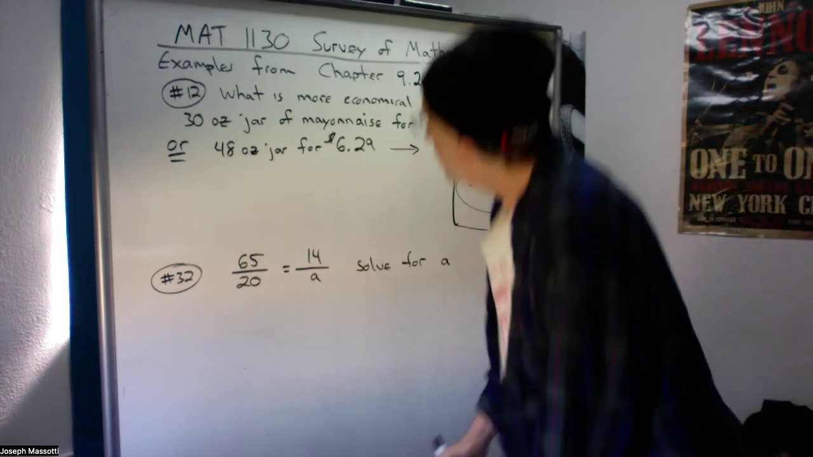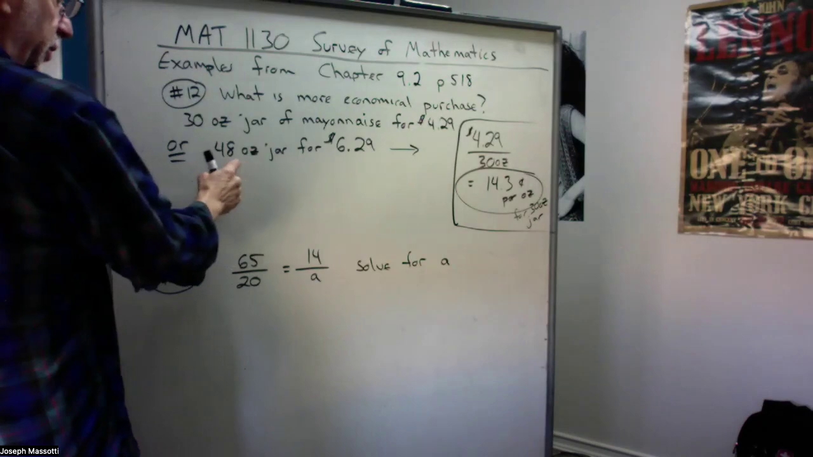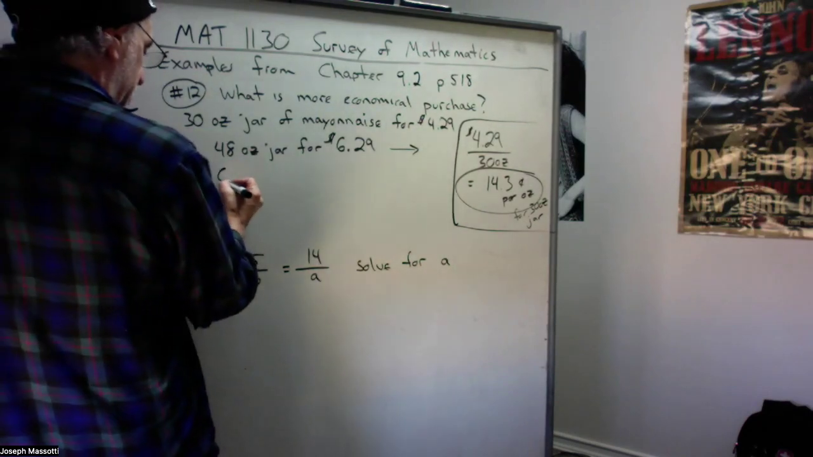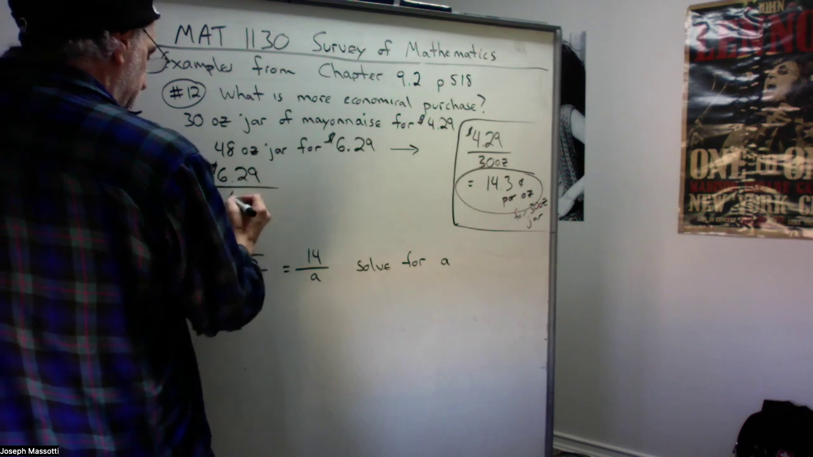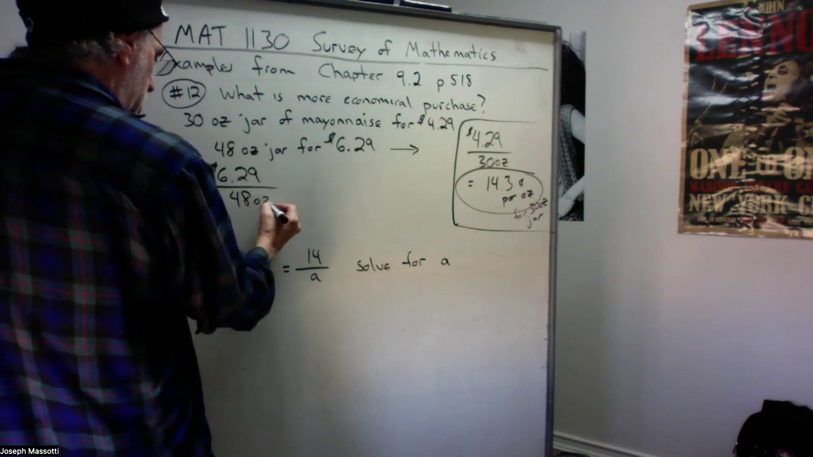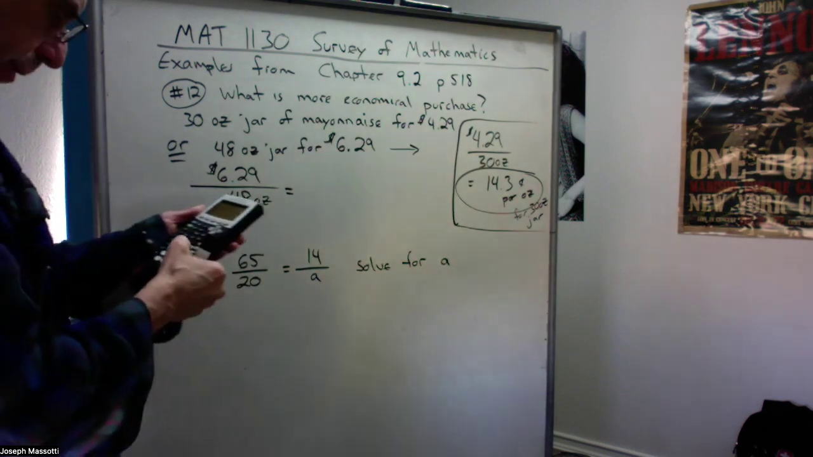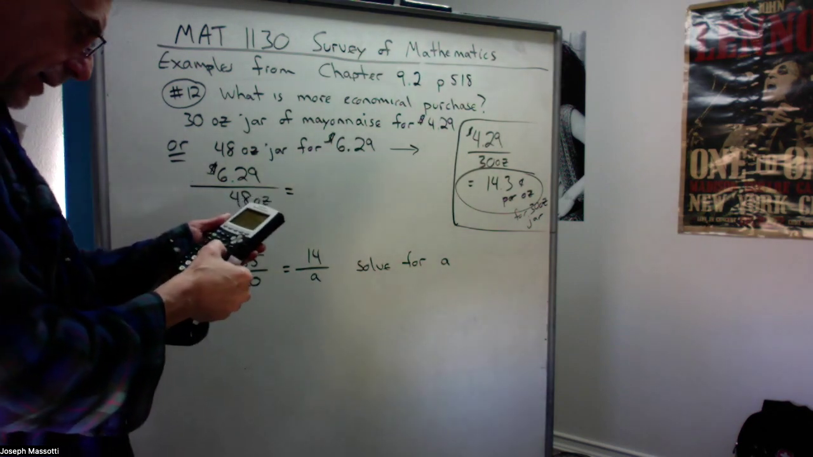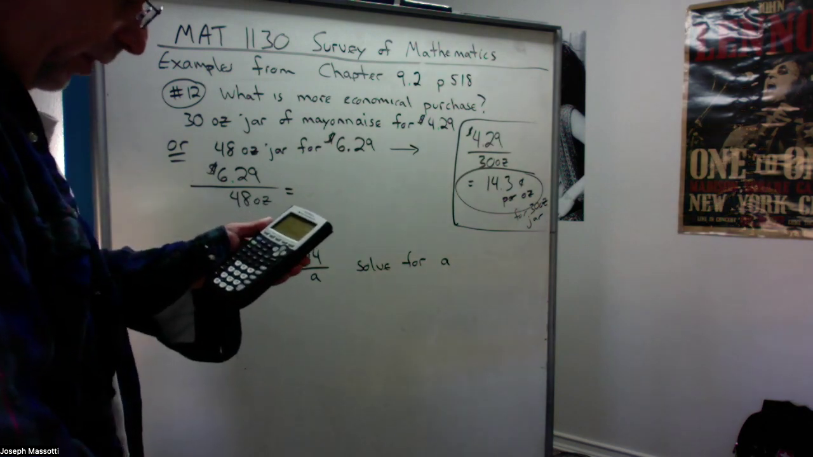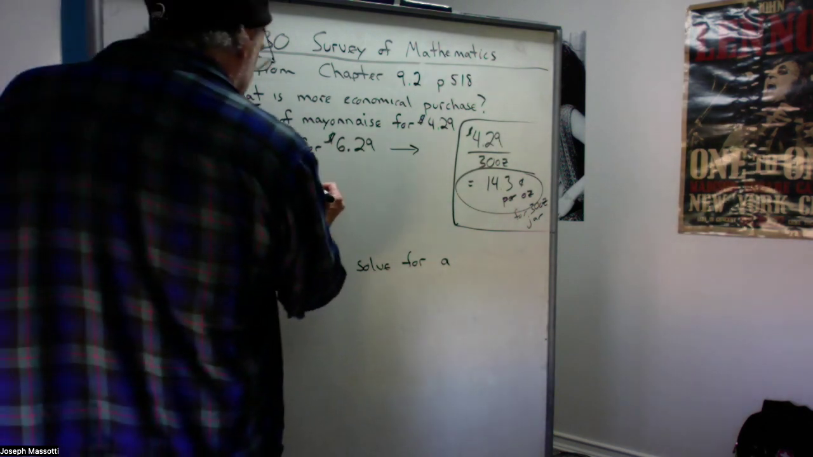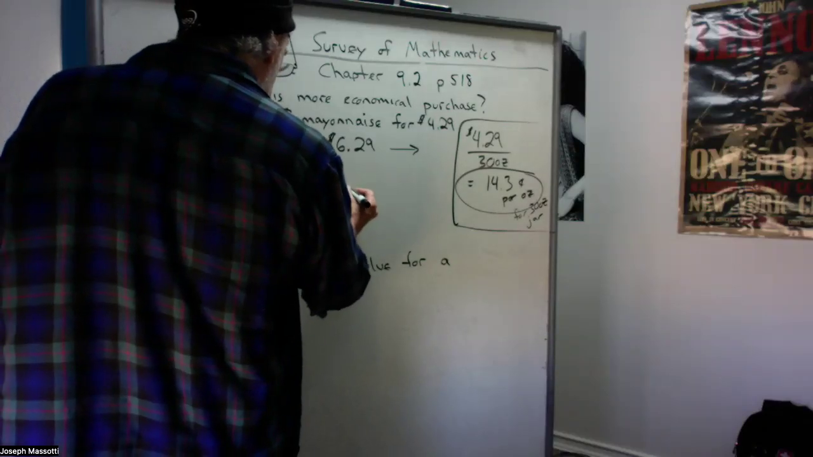So now how much is the price per ounce for the 48-ounce jar? Well, that's just going to be $6.29 divided by 48 ounces. Right, and we get $6.29 divided by 48 ounces, and that's going to be 13.1 cents per ounce.